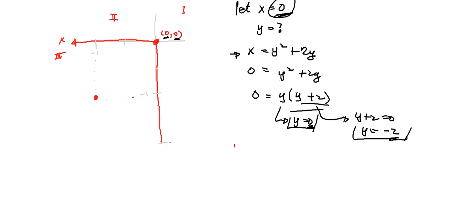Since this is negative 1, see, this is our negative 2 right here. Once again, we have 0, negative 2. So we have 0, negative 2, and that is this point. Then we can now graph our parabola.